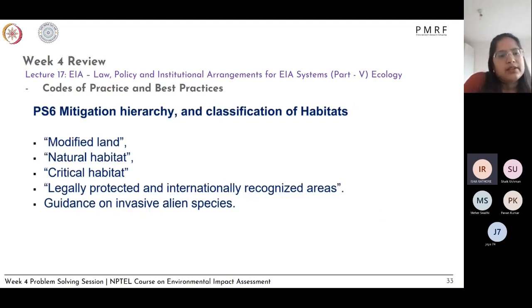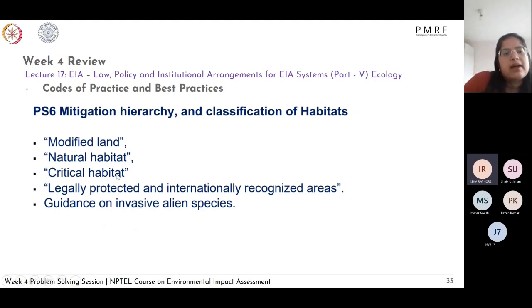And then we also have the PS6 from the International Finance Corporation, IFC, the mitigation hierarchy and classification of habitat. So we have four types of habitat. We have modified land, which has changed its land use over time. We have natural habitat, which has the same type of land use that the habitat has been assigned or has existed in over all of these years.